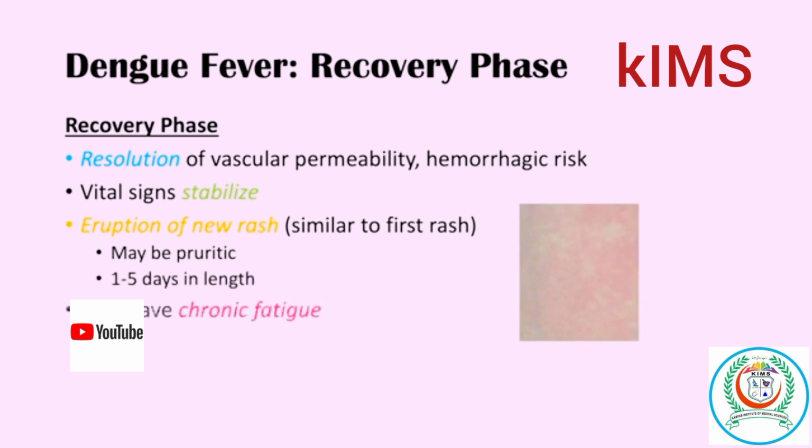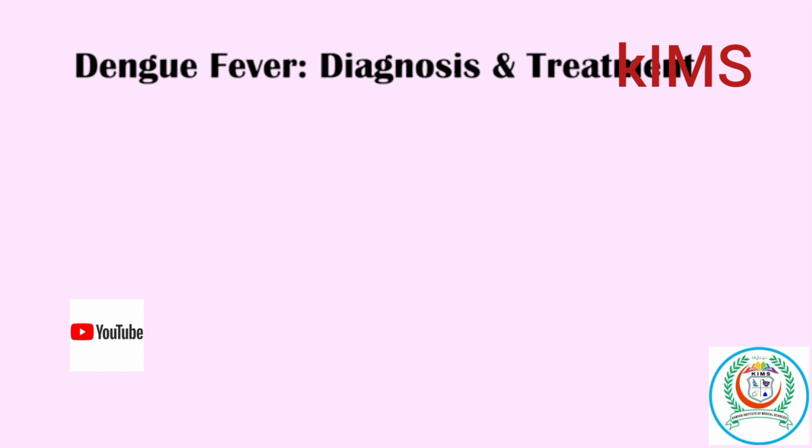And it may be pruritic, so it may be itchy, and it usually lasts about 1 to 5 days. And what often happens is that even though these patients may recover, they may experience chronic fatigue, which can be debilitating for them, and this can last for weeks to months. So how do we make the diagnosis and how do we treat dengue fever?